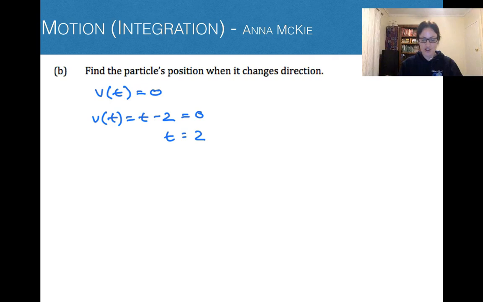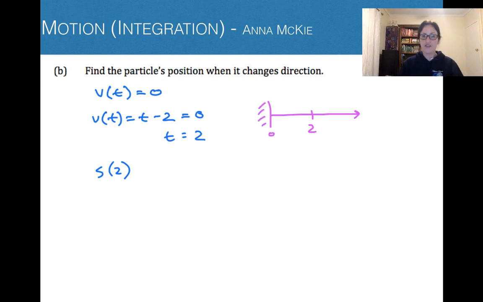That's not the end of the question though. Go back and read it. We need to find the particle's position when it changes direction. So this is the time when it changes direction, and we need to substitute this into our s function. So s of 2. But before we do that, remember it was good practice to draw a sign diagram every time you get one of these. This is going to come back in handy a bit later on.